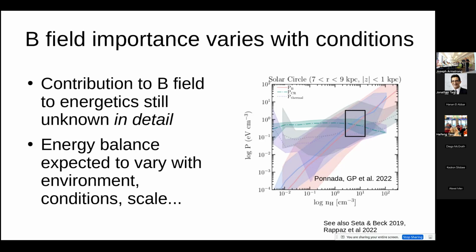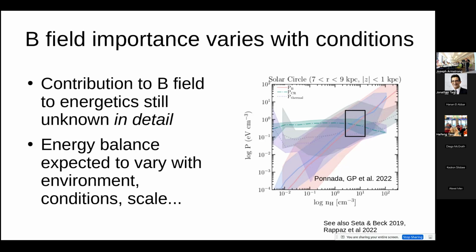So what you see is if we select regions in the solar circle of this Milky Way type galaxy within 1 or 2 kpc from the midplane, and in that box that I'm showing within a few particles per cc density, that's where all those lines cross. So the thermal pressure, the dotted-dashed line, which is the cosmic rays, and the orange line, which is the magnetic field, all have the same pressure over there.